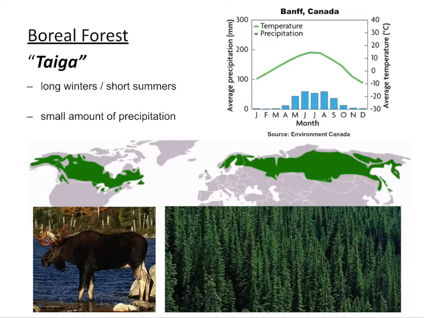It's not very diverse. Lots of pine trees, lots of conifers, but there are lots of them. And so there is a big impact on our world from the taiga.